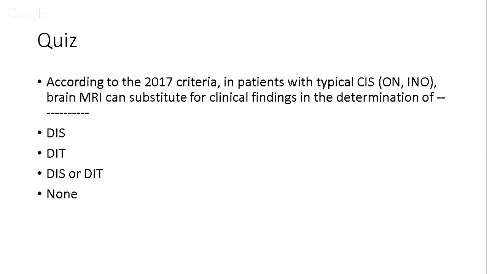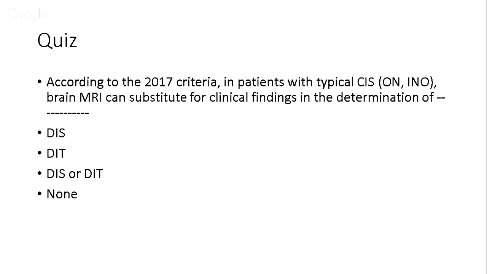But can your MRI substitute for dissemination in time? It can. How do you think it can? What should the MRI have to tell you that it's disseminated in time? Multiple lesions is space, so that's space. She has the optic neuritis, a periventricular lesion, and a lesion in the spinal cord. Boom, she meets criteria for dissemination in space.